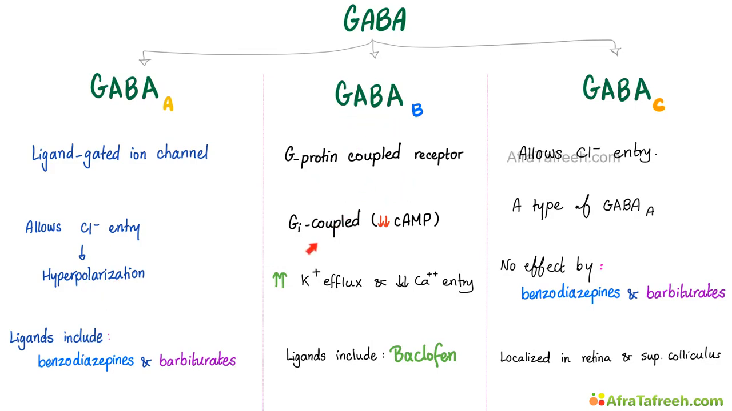GABA B is G protein coupled, specifically Gi, which means it decreases cyclic AMP because i is inhibitory. This will lead to increased potassium efflux and decreased calcium entry. No calcium, no contraction. Baclofen is a muscle relaxant.